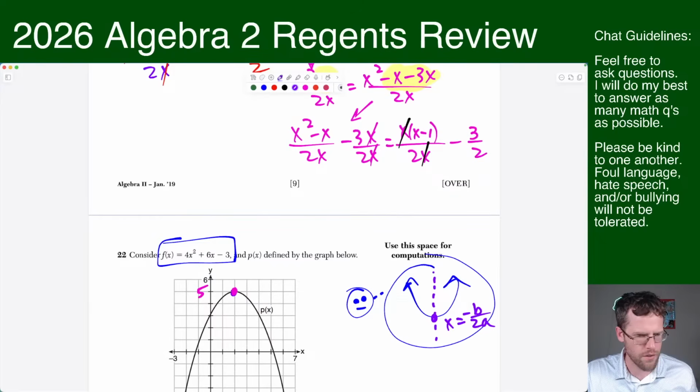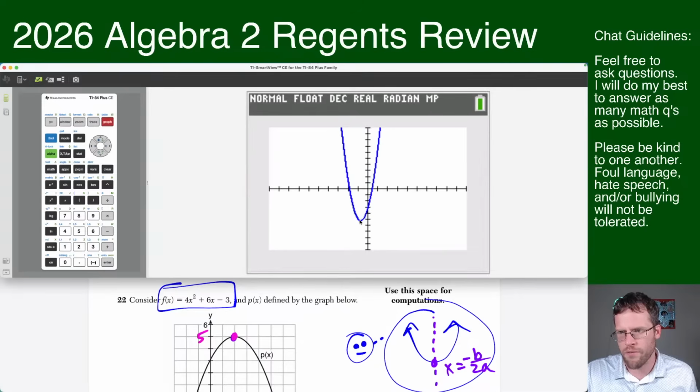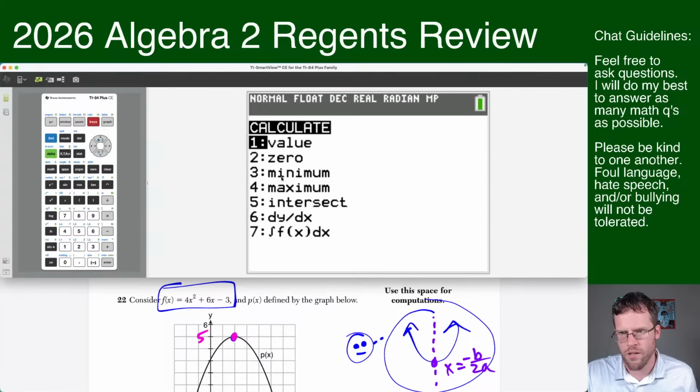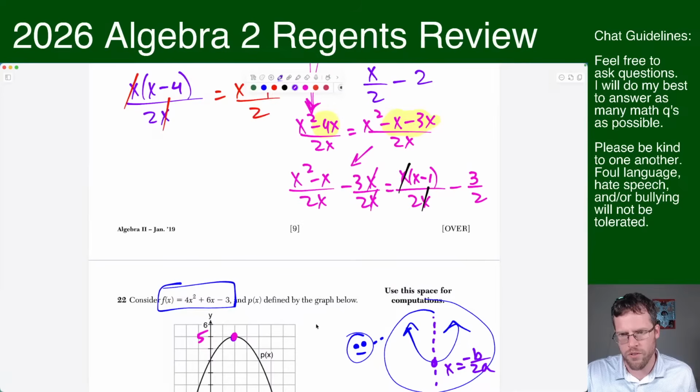Let's see, calculator. We go to y equals 4x squared plus 6 times x minus 3. I press graph, and I have to find the minimum. I press second, trace, minimum is number 3. Go to the left of the minimum, press enter once. Go to the right, press enter a second time, and then a third time. And you get when x is negative 0.75, y is negative 5.25. So remember that value. y is negative 5.25.